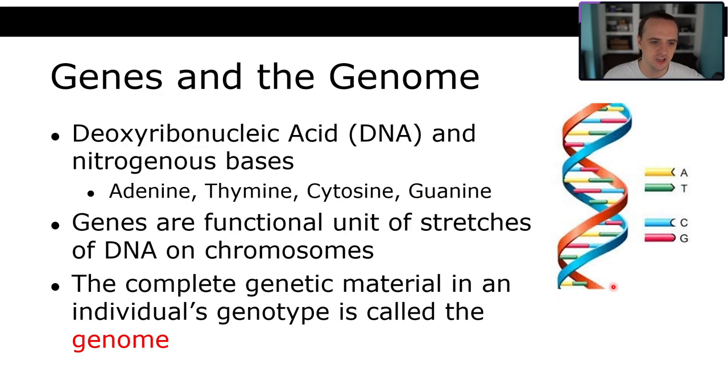Genes are functional units of stretches of DNA on chromosomes, okay? So genes are not the whole DNA. Your DNA is made up of a bunch of different genes, and they're functional stretches of it. So scientists over time have looked at the genome. Sorry, the complete genetic material in an individual's genotype is called the genome. So everything together is called the genome. Scientists have found that certain parts of the genome map to certain things, or they've observed that when this changes, this thing changes. And so those are genes. Example, Homo sapiens, that's us.